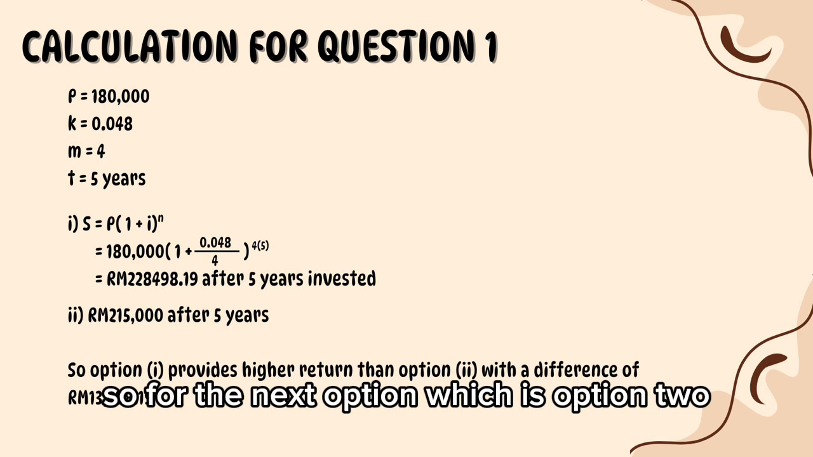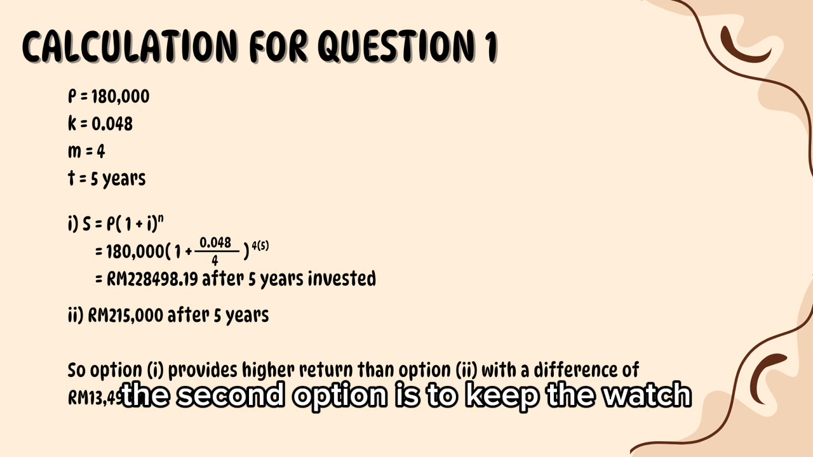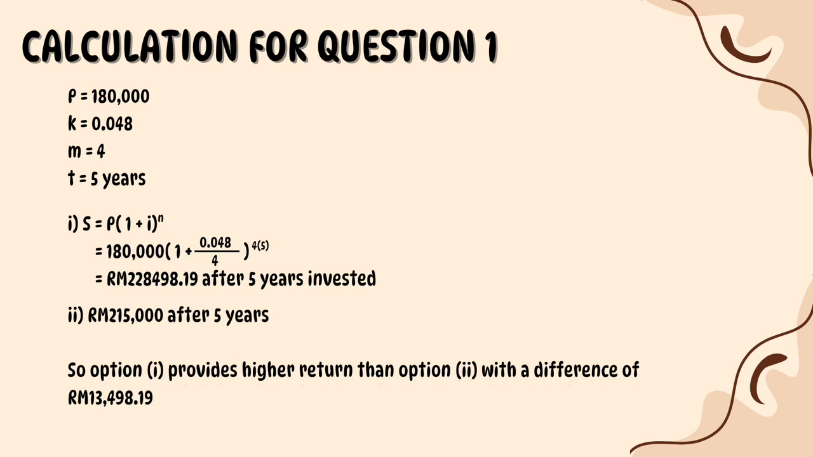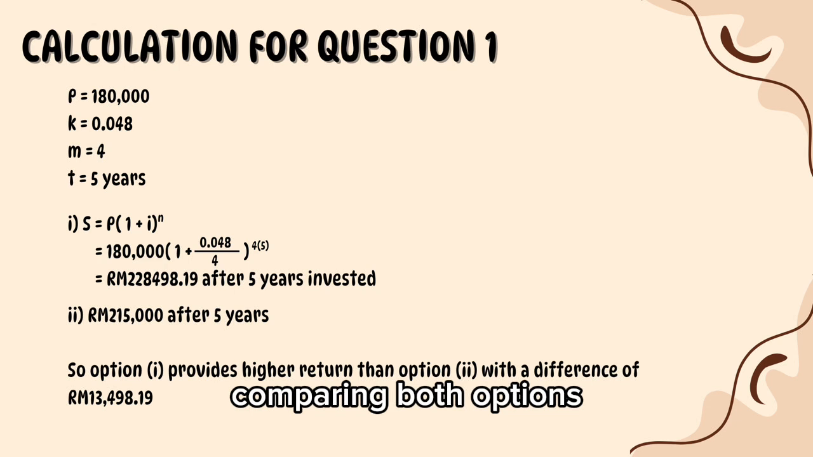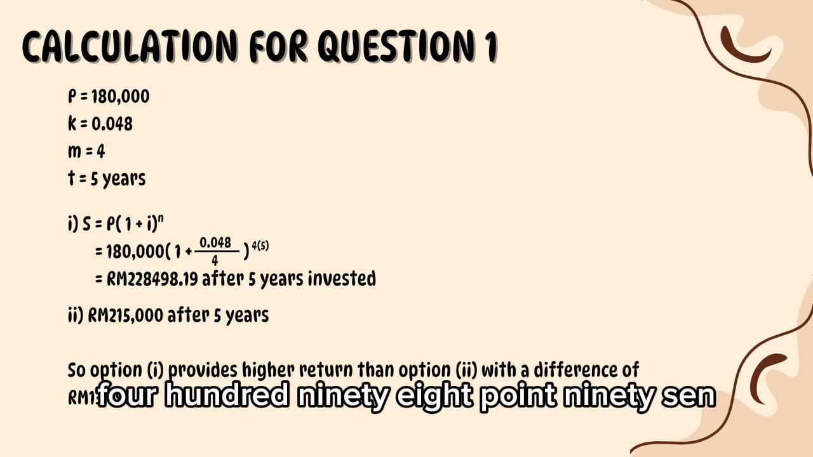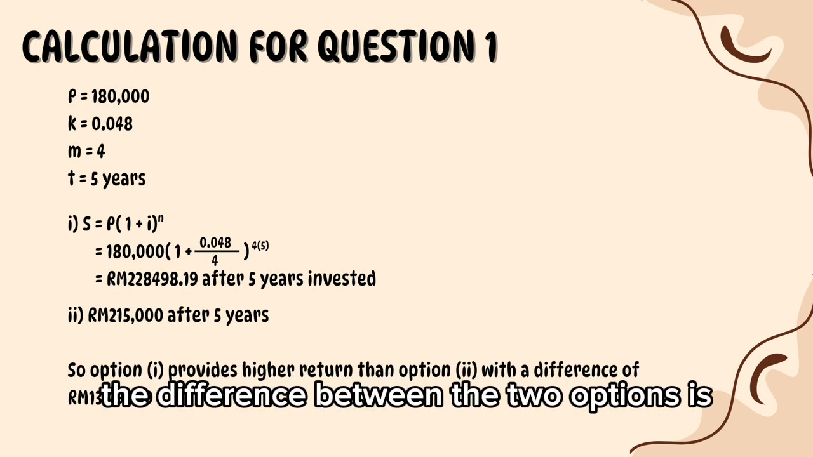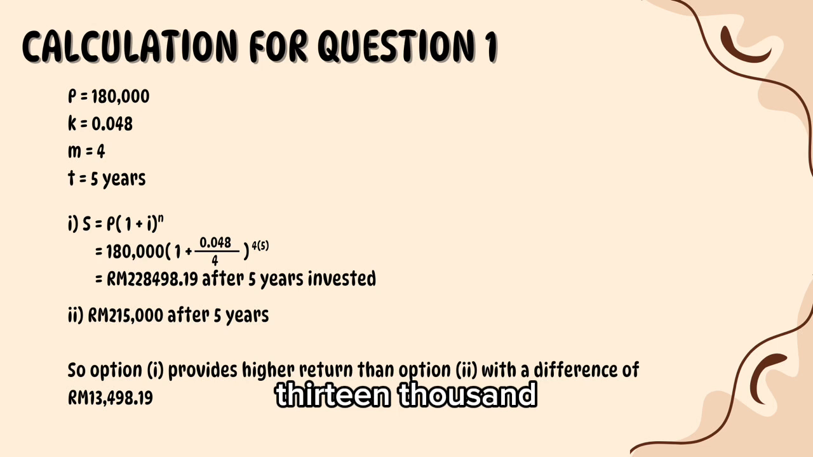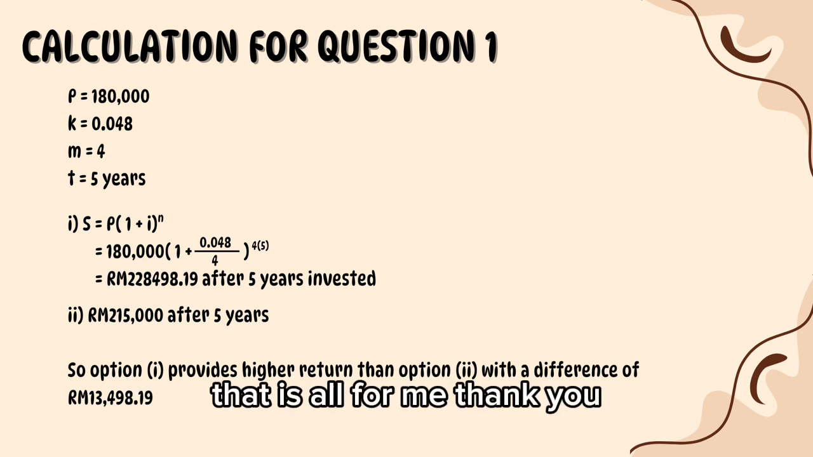For option 2, the second option is to keep the watch and sell it after 5 years for RM215,000. Comparing both options, option 1 gives RM228,498.90, while option 2 gives RM215,000. The difference between the two options is RM13,498.90. That is all for me.